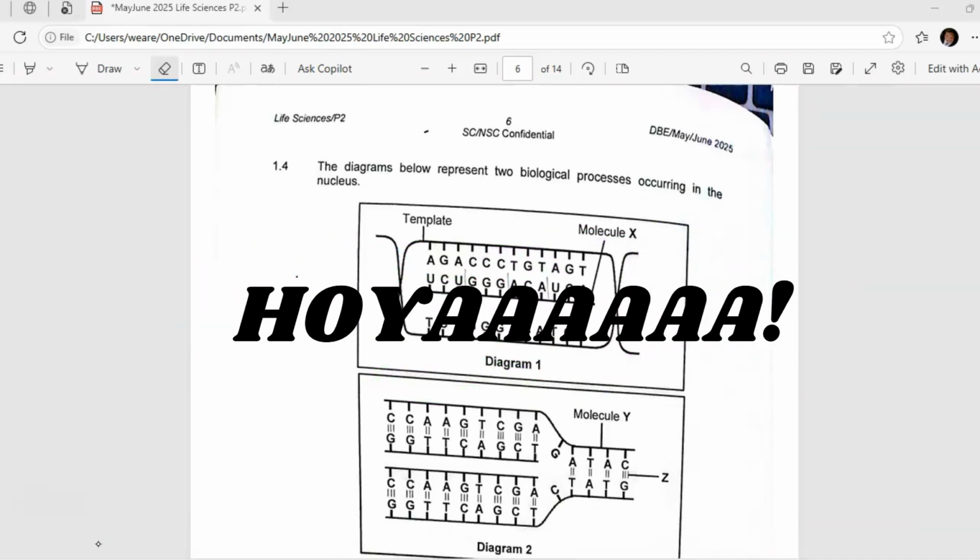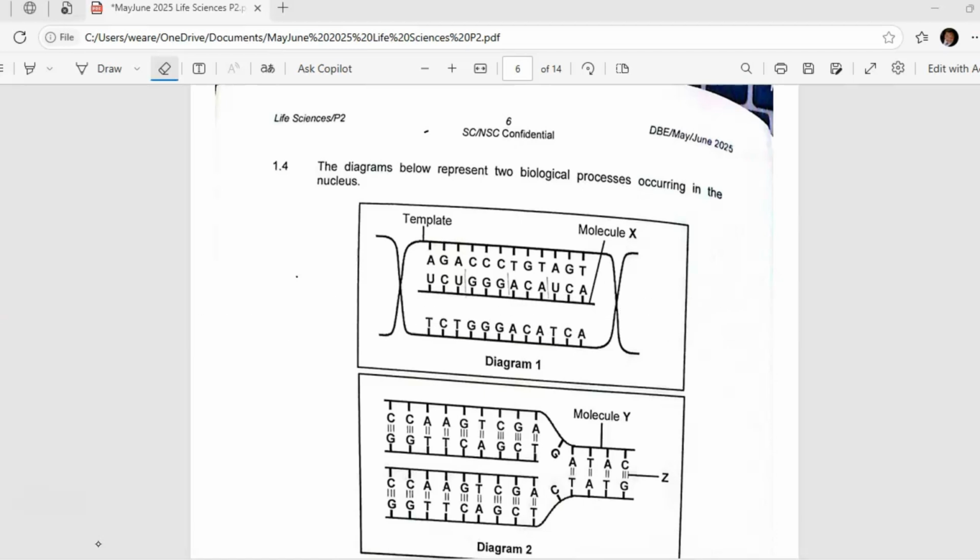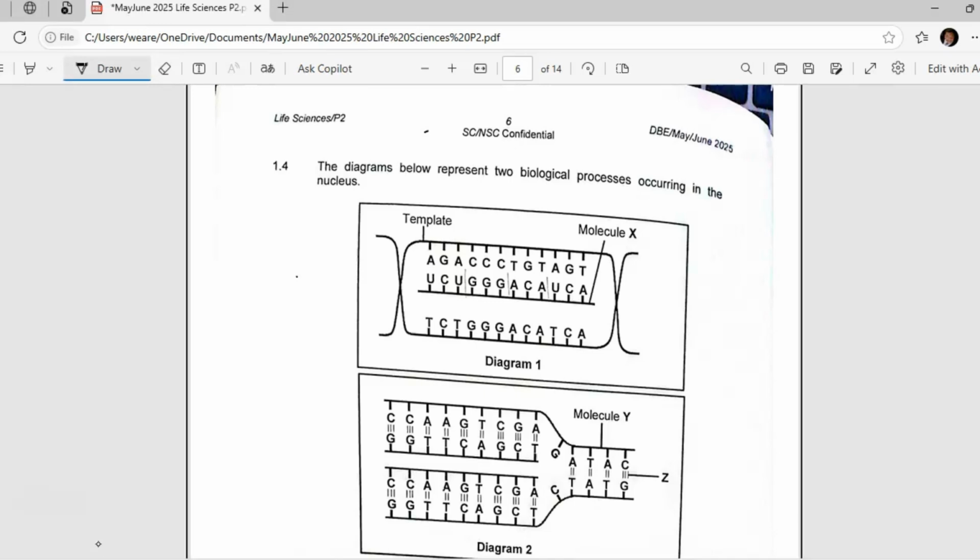So we're going to start at 1.4. Obviously, before this was multiple choice, biological terms, A only, B only, none, both A and B. We're not going to look at any of that. You're going to jump straight into the DNA portion of things. So it says here the diagram below represents two biological processes occurring in the nucleus.